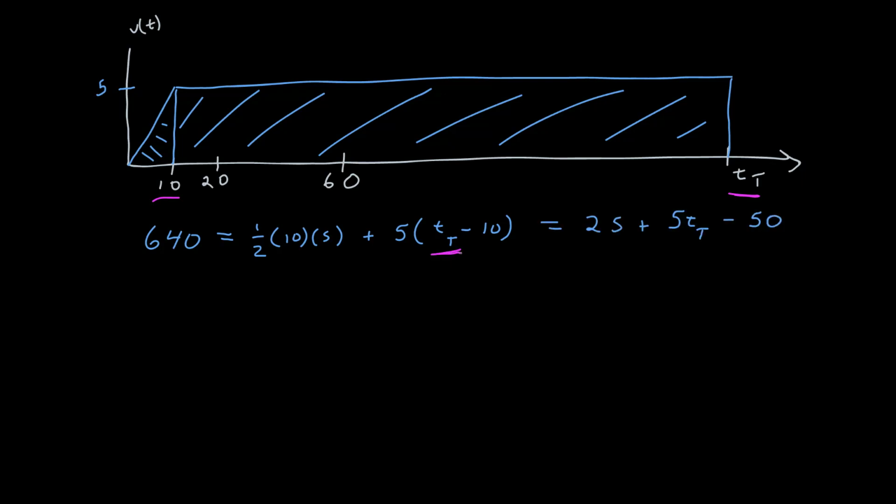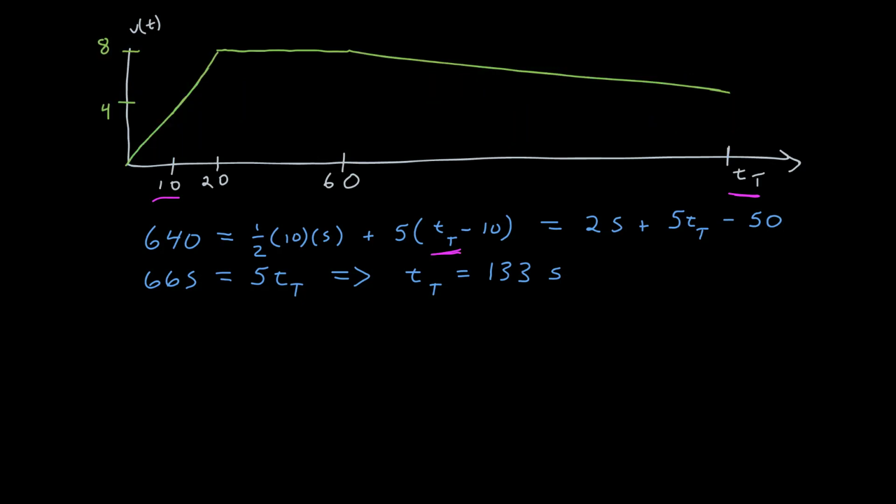That's equal to 25. I've multiplied out the 5 times the total time minus 50. 665, then divide both sides by 5, and the total time is 133 seconds. And that's it for car A. Let's look at car B. It's more complicated, but not that much more complicated.